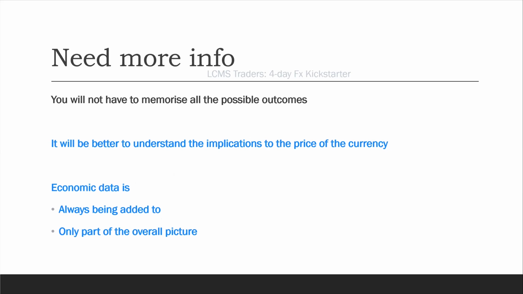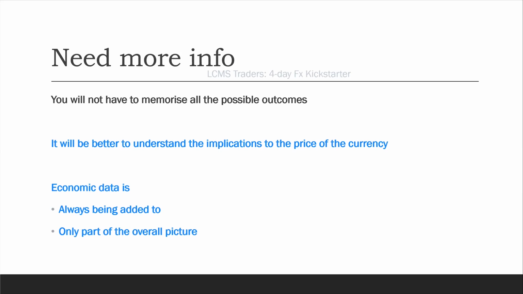But remember, you don't need to memorize all those outcomes. You actually need more information, such as price, such as trend, such as support resistance lines. The indicators can give you a lot of information as well. So all that will come into place as we develop this story. It will be better to understand the implications of the currency.